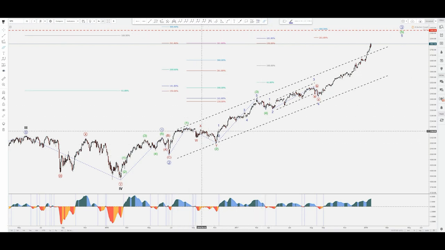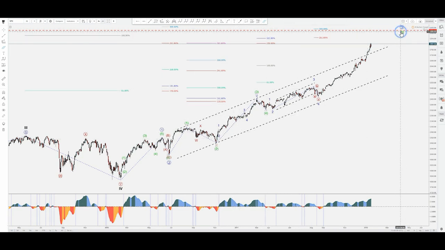Now, what we actually see here is basically first wave, second wave corrective. Obviously, as you can see, this channel borders are working nicely. As for the Fibs, from 1 and 2, normally in this type of extension, I would be looking at this 261.8 as the possible end of wave 3.